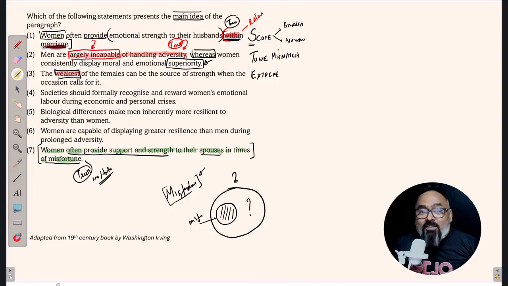Can be the source of strength. First of all, that itself is a problem. Women can be the source of strength. For whom?